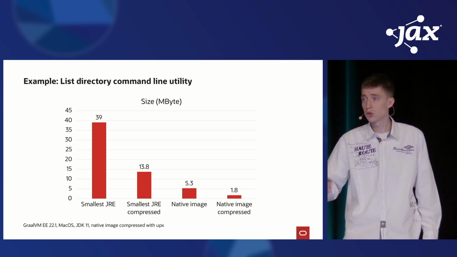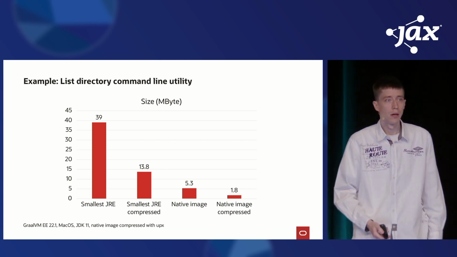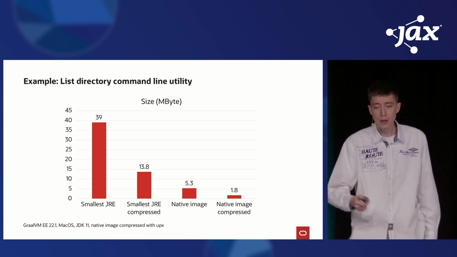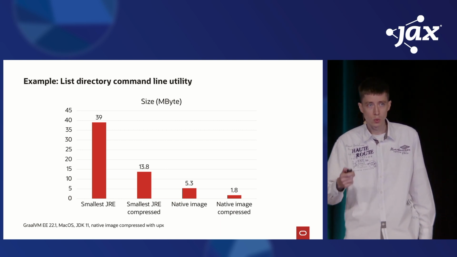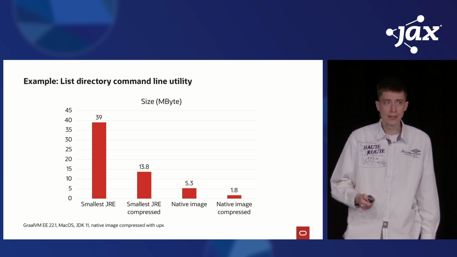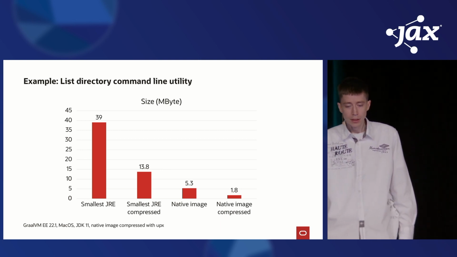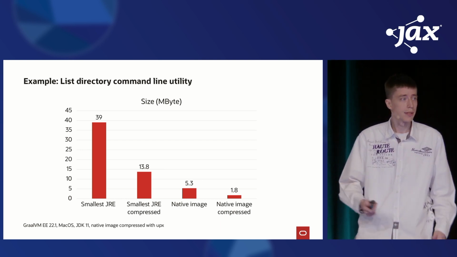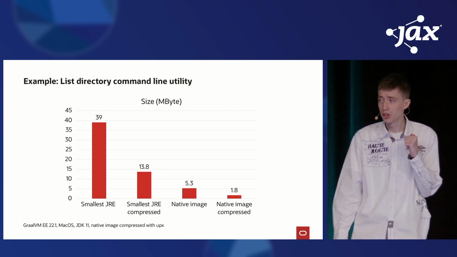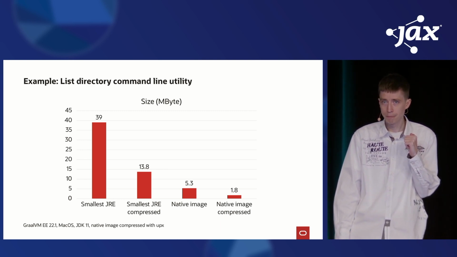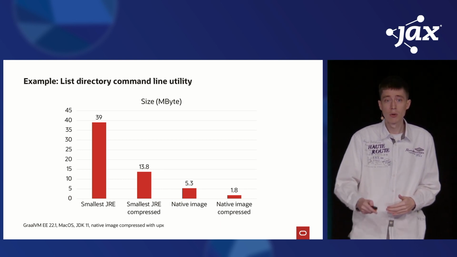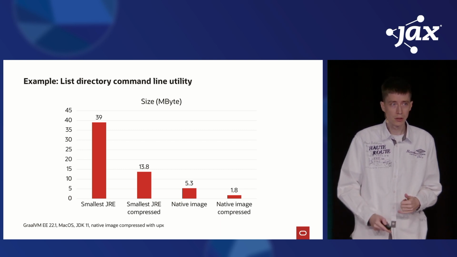And finally, this image, of course, can also be compressed with an executable compressor, for example, UPX. This compression gives another about 3x, meaning the final executable that is running this list directory utility is only 1.8 megabytes in size. It's still relatively big if you compare it with, let's say, a C executable, but it's already an order of magnitude smaller than what you can reach currently with other means for Java. And we are continuously, as the GraalVM team, working to get this down to the level of C, which is our ultimate goal.